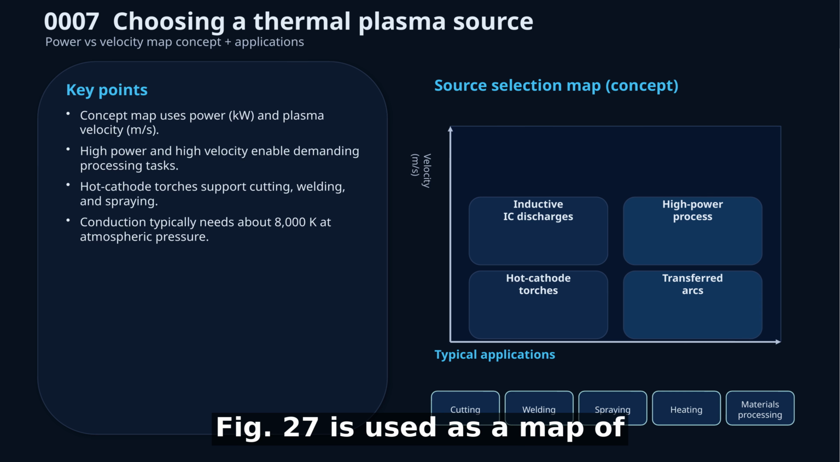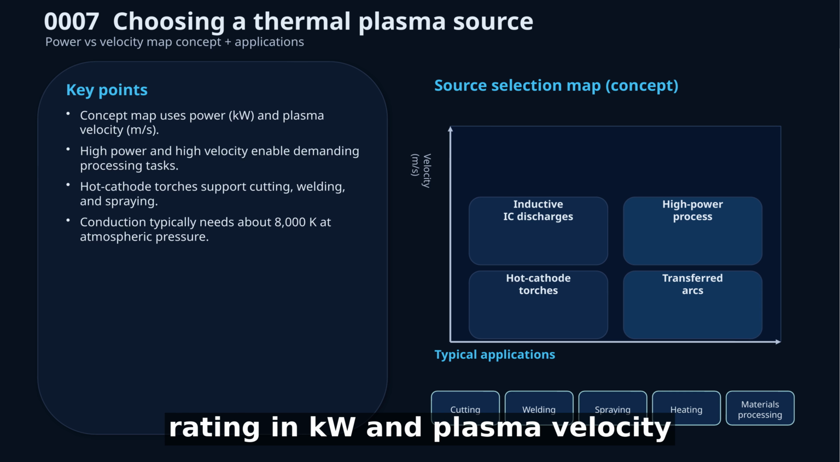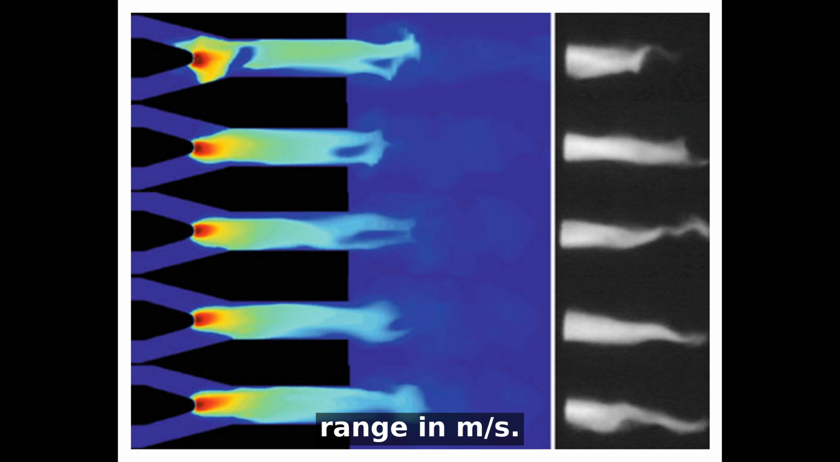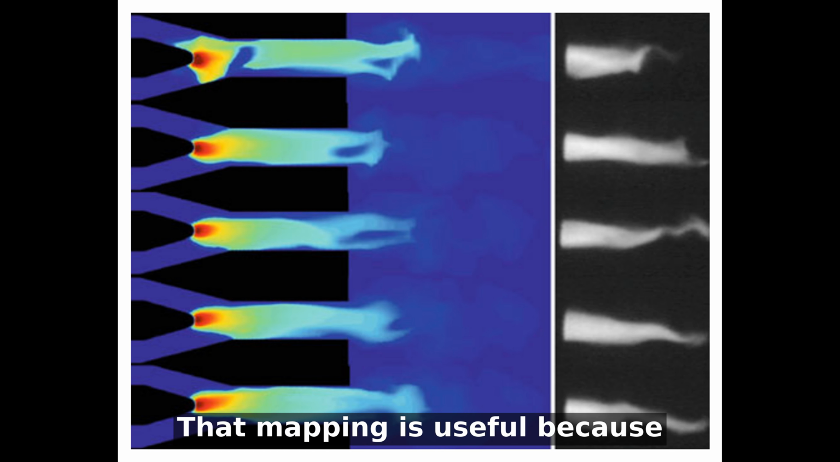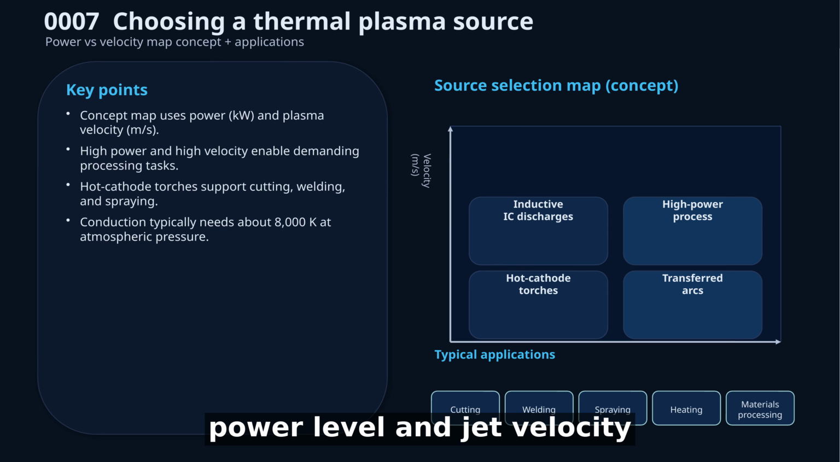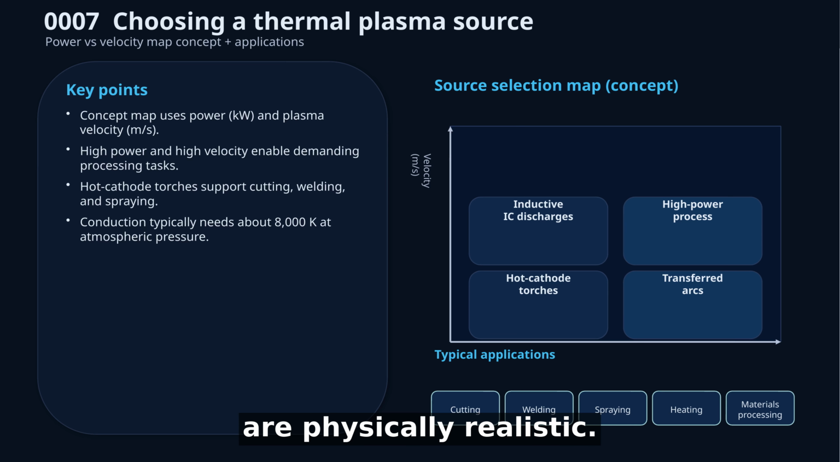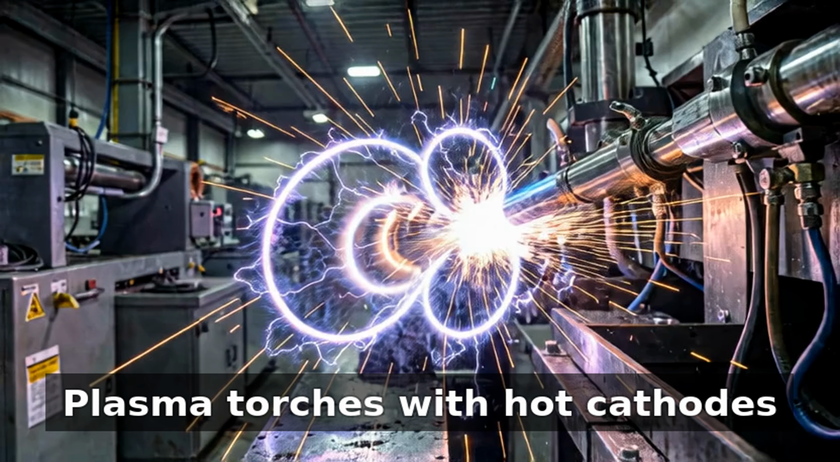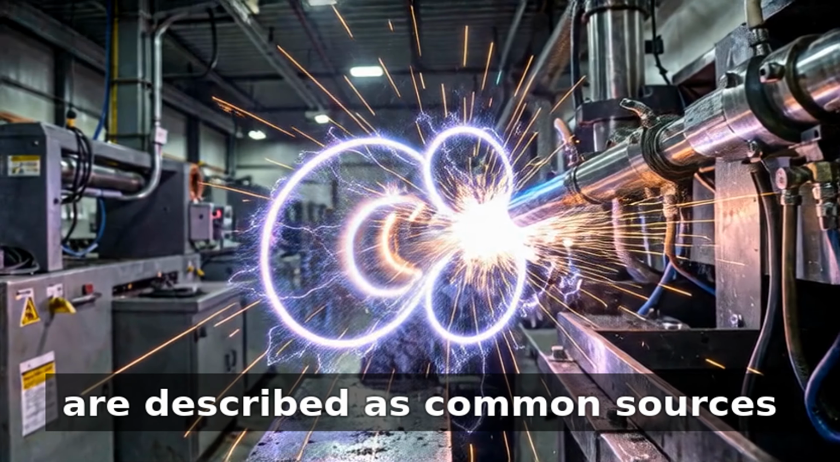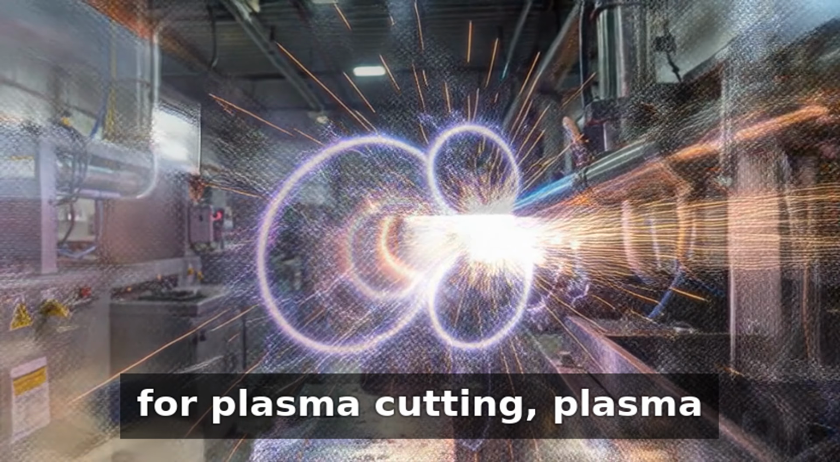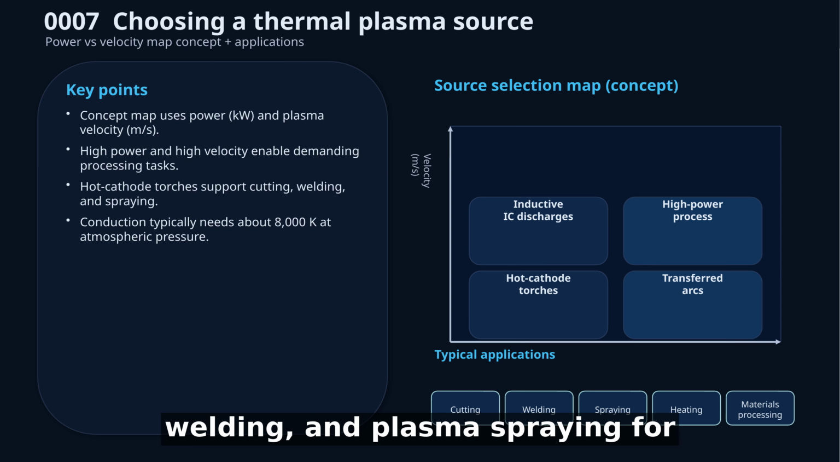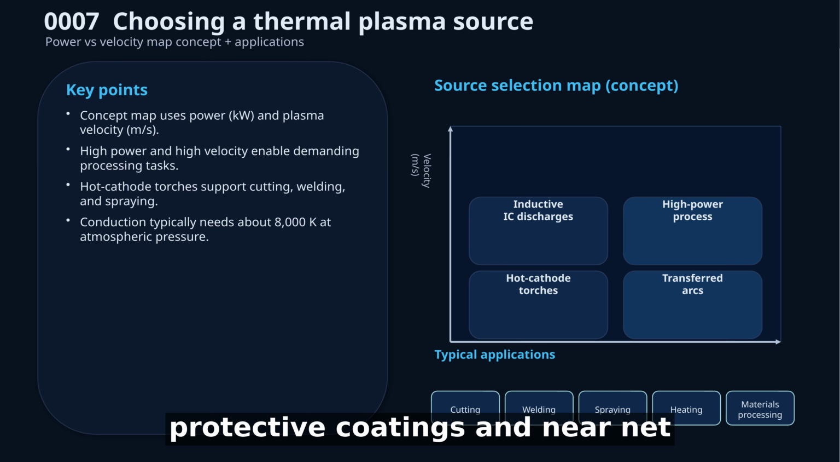Figure 27 is used as a map of thermal plasma sources organized by nominal power rating in kilowatt and plasma velocity range in m/s. That mapping is useful because power level and jet velocity constrain what processing tasks are physically realistic. Plasma torches with hot cathodes are described as common sources for plasma cutting, plasma welding, and plasma spraying for protective coatings and near-net-shaped parts.